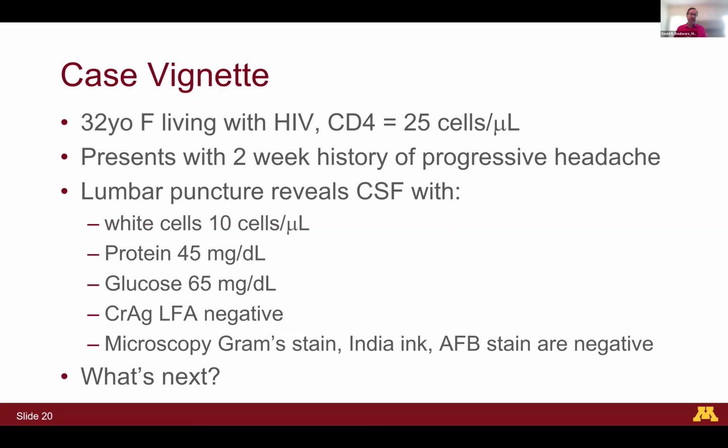So we'll throw out a case vignette here to think about things. We have a 32-year-old female with a low CD4 count of 25, who presents with a 2-week history of progressive headache. Lumbar puncture has a few white cells, protein just a little bit abnormal, glucose is normal. The cryptococcal antigen test is negative. Microscopy for Gram stain, India ink, and AFB are all negative. What would you do next?